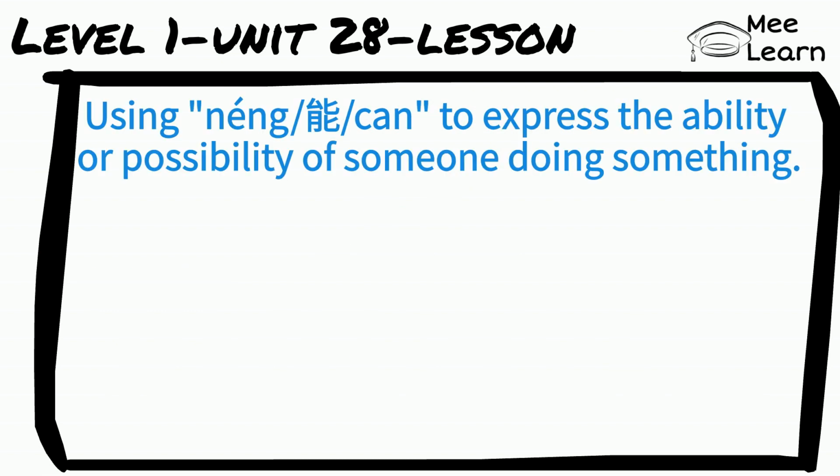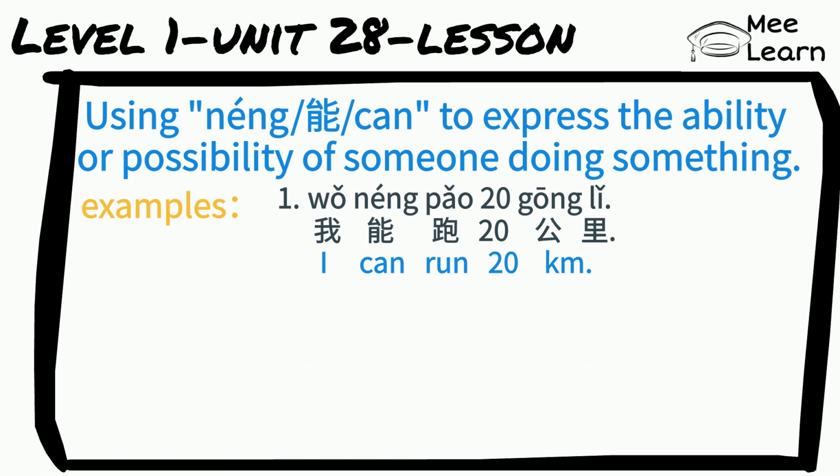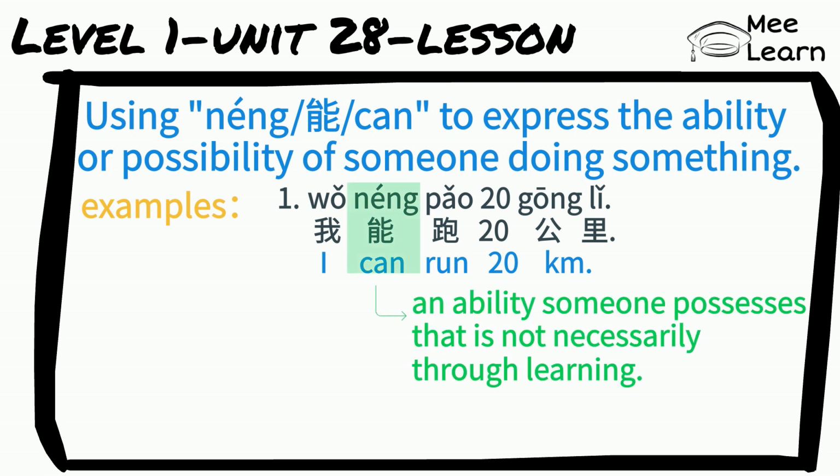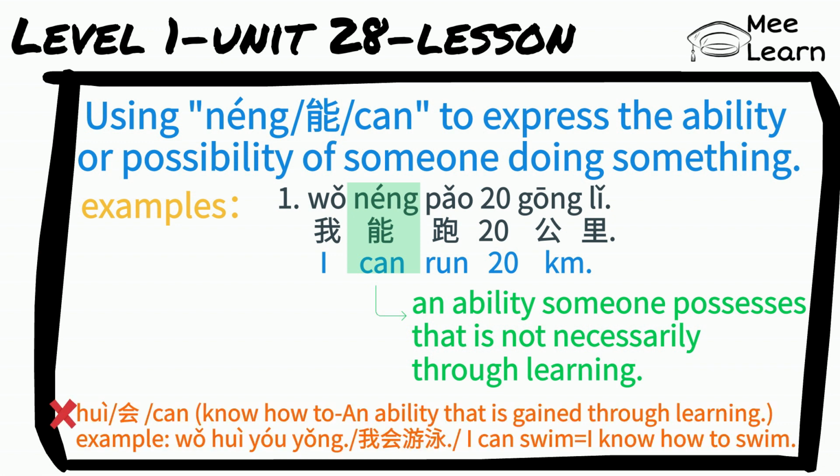Using 能, which is can, to express the ability or possibility of someone doing something. For example, 我能跑20公里。I can run 20 kilometers. Here, this can is used to describe an ability someone possesses that is not necessarily through learning. Please note that this can is different from the can we learned in level 1 lesson 13. That can is 会, as in know how to do something, an ability that is gained through learning. For example, 我会游泳。I can swim. I know how to swim.